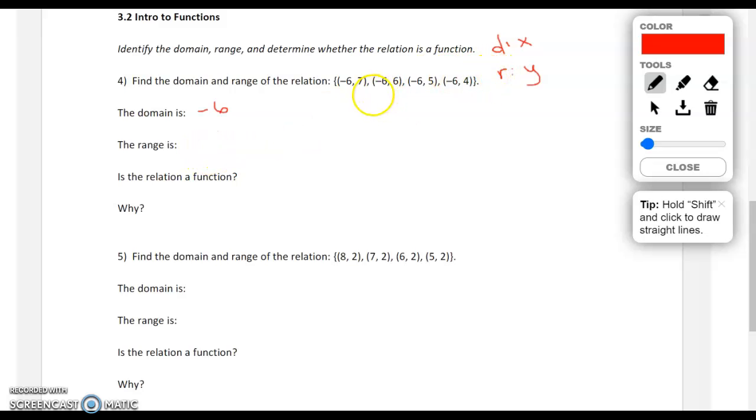The range is going to be 7, 6, 5, 4. Typically you want to write this from least to greatest. So 4, 5, 6, 7. You can put it like this, or you can just put the number.